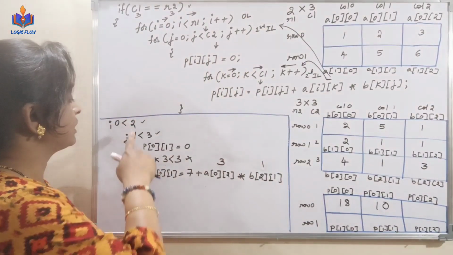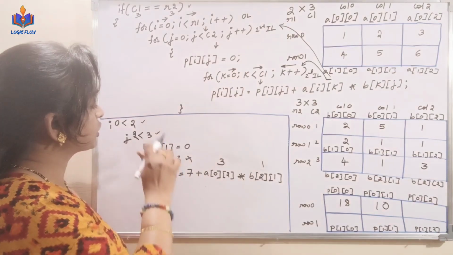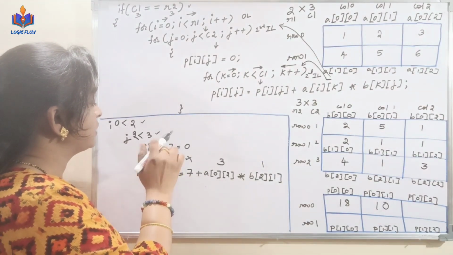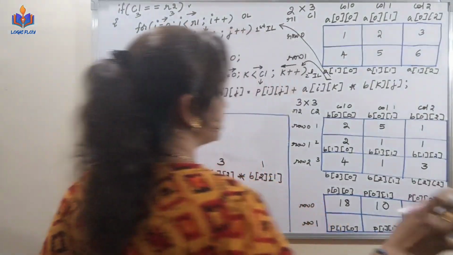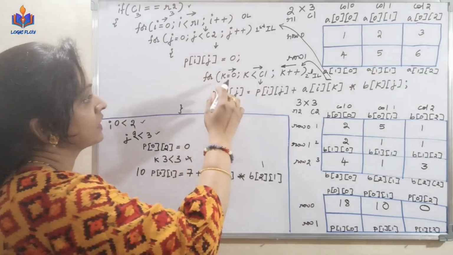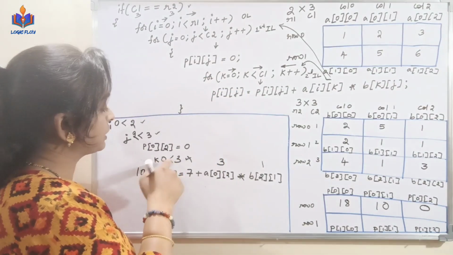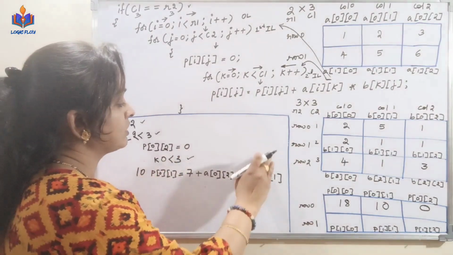Outer loop progress, J gets increased, it becomes 2. 2 less than 3? Yes. Condition true, get inside. P of Ij, I is 0, J is 2, equal to 0. This one I will make it as 0. Then the K loop starts, K equal to 0, 0 less than 3. Yes, condition true.